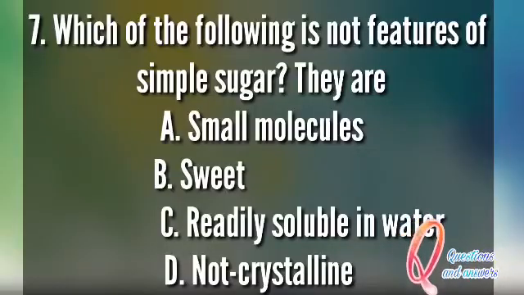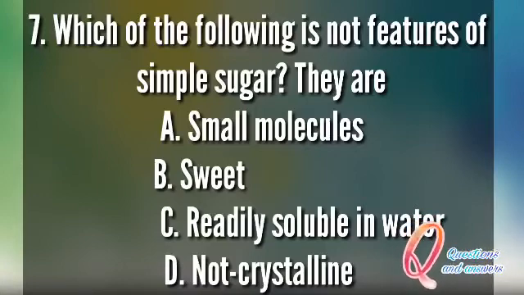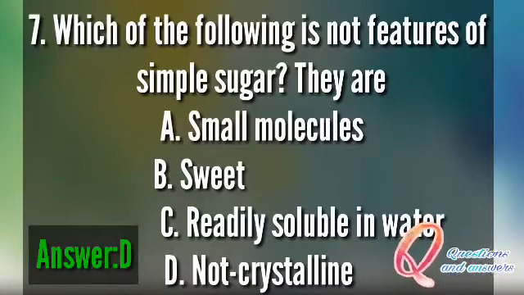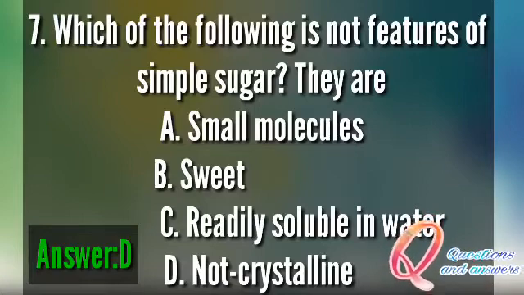Question number 7. Which of the following is not a feature of simple sugar? They are A. small molecules, B. sweet, C. readily soluble in water, D. not crystalline. Answer D. not crystalline. Explanation. Simple sugars are small sweet molecules readily dissolved in water and form a crystalline lattice.